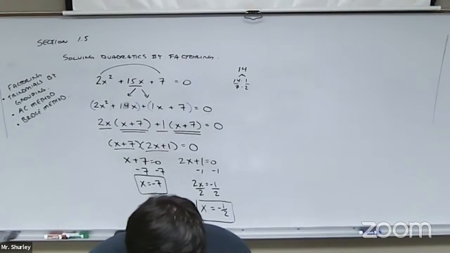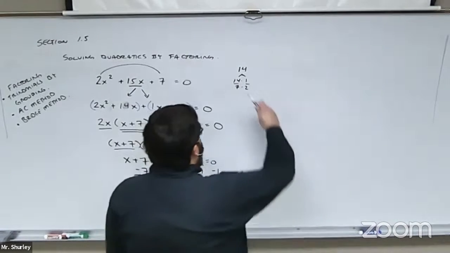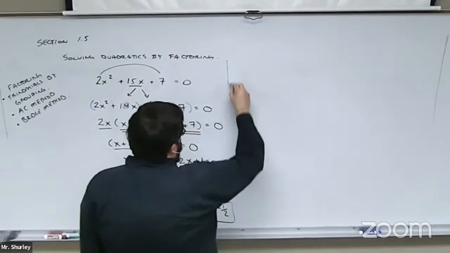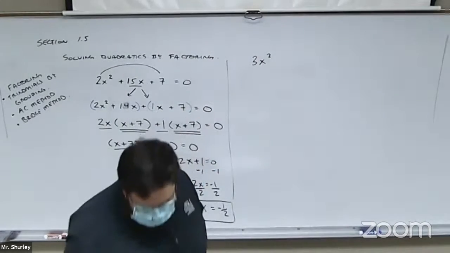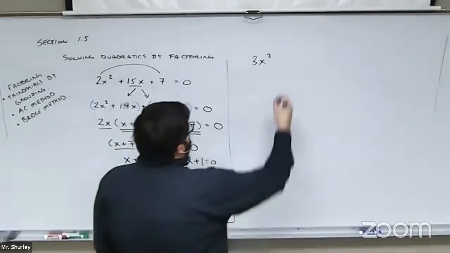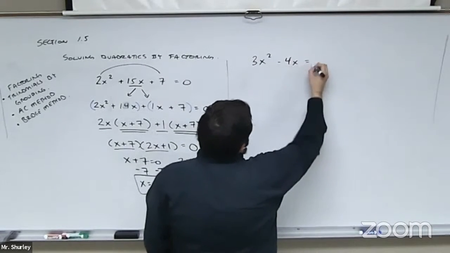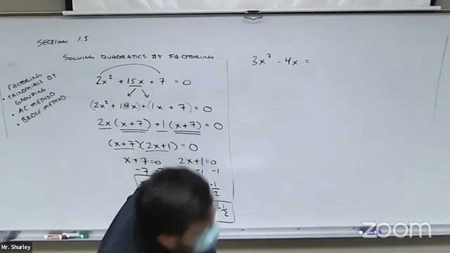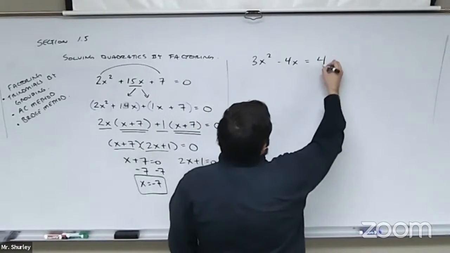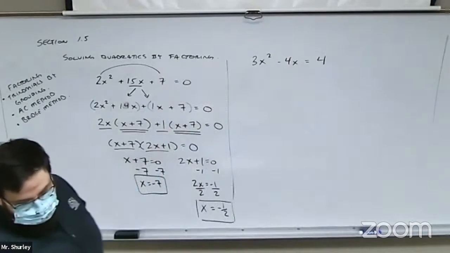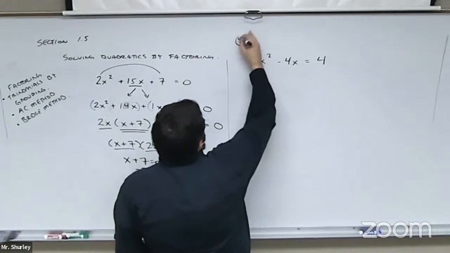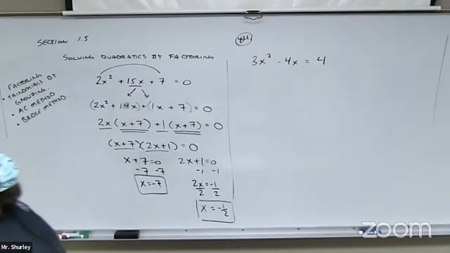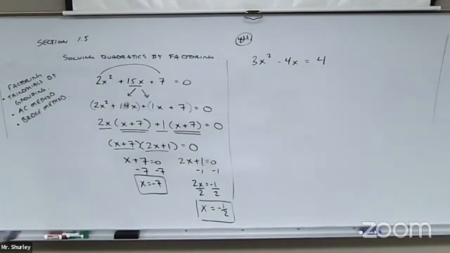So 84 here, 3x squared minus 4x equals a positive 4. 3x squared minus 4x, it's number 84. 3x squared minus 4x equals 4.